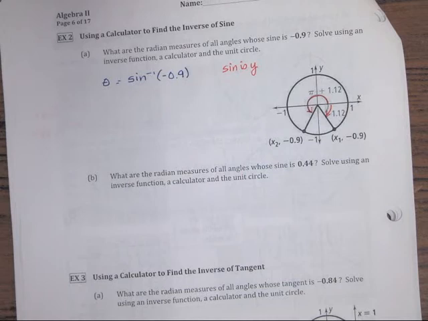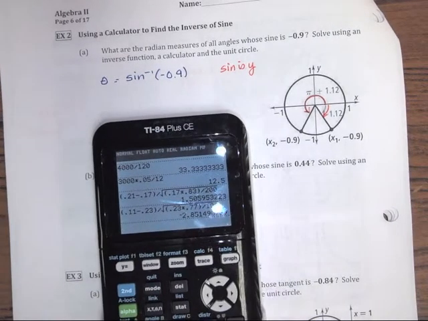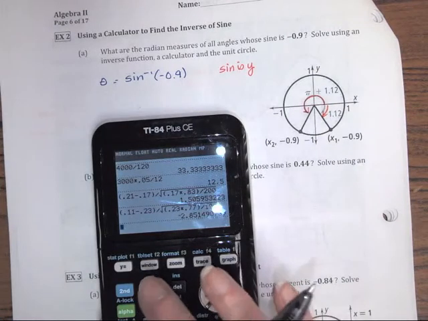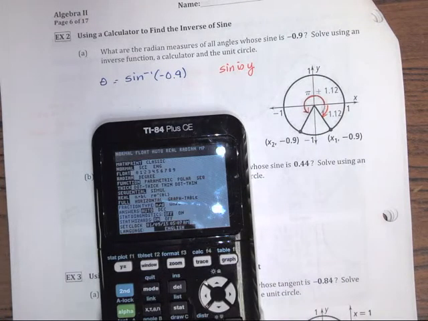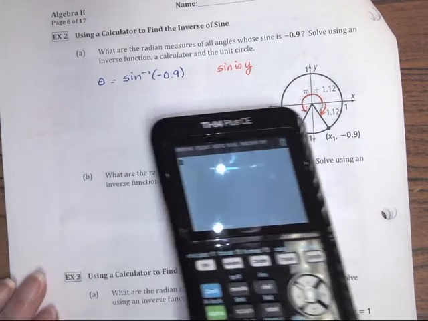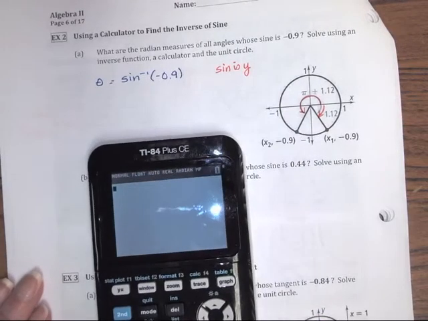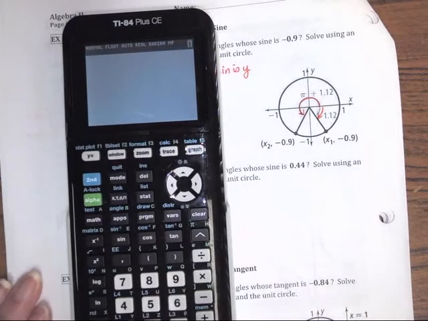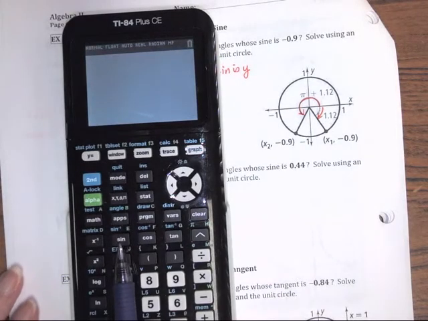So, let's go ahead. We're going to need our calculator in radian measures. Remember, go to your mode. Make sure you're in radian measure. Quit to get away from that screen. Clear to get the last class's stuff off your screen. And let's look for that inverse sine key. And you'll see that it is a second sine key.